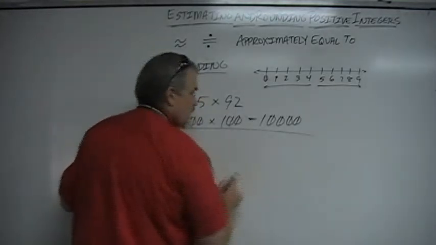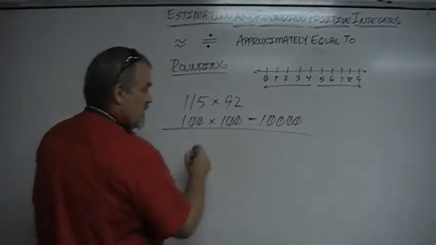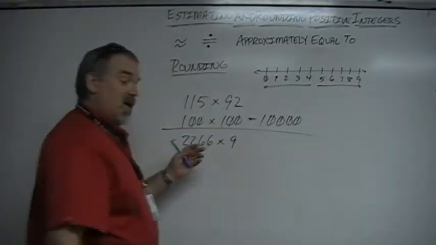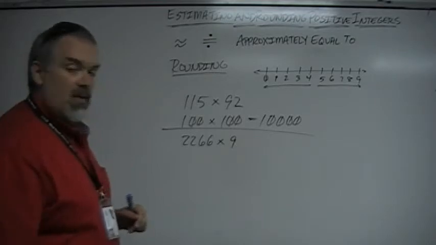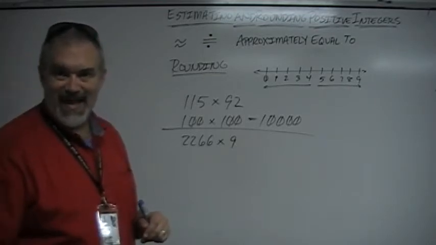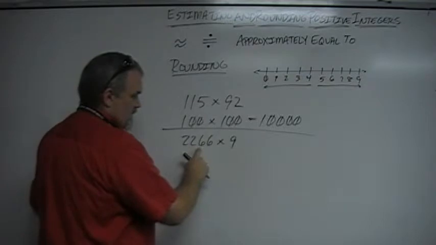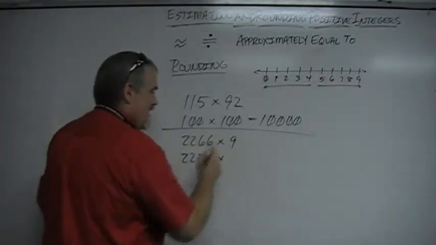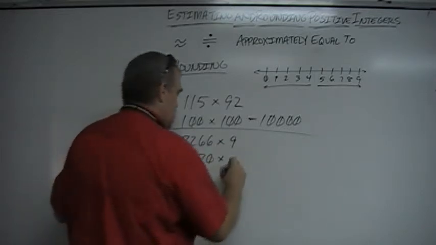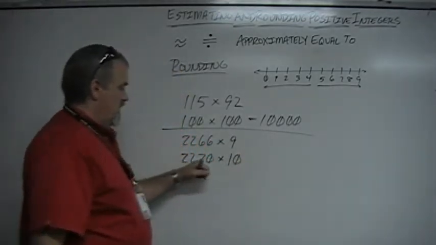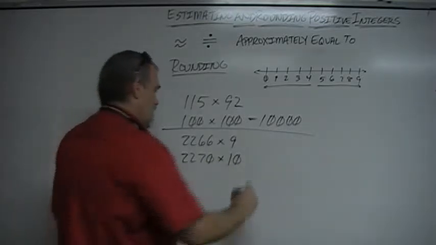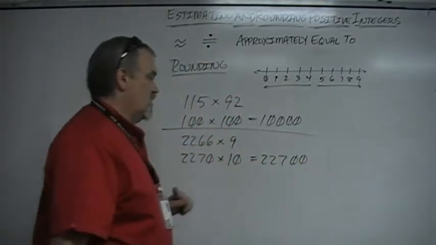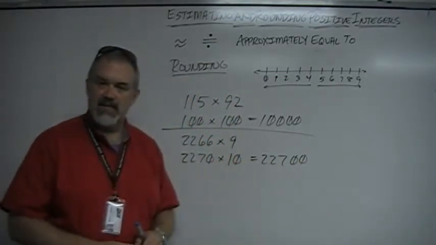We can also do this with tens. Let's say we wanted to say 2266 times 9, which looks like a bit of a pain in the neck of a problem. But what we're going to do is we're going to round it to the nearest 10. Well, 10 is here. That 6 tells me I round it up. It becomes 2270. And 9 is almost 10. Nearest 10 would be 10. 2270 times 10 gives me 22700. So this number is approximately 22,700.